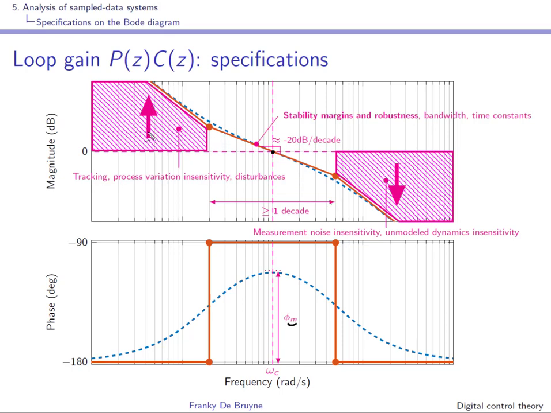So in the low frequencies, you push to have a high slope, you'll probably have to put an integrator in your loop. This will be good for tracking, to reject output disturbances, and to be insensitive to variations in the process. And in the high frequencies you want a high roll-off over here, and this is to be insensitive to measurement noise and to unmodeled dynamics.